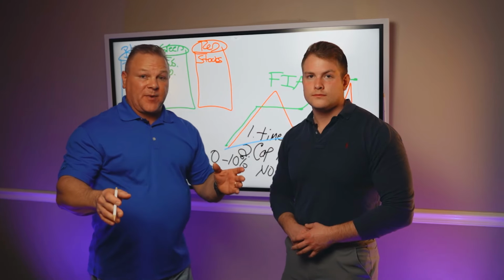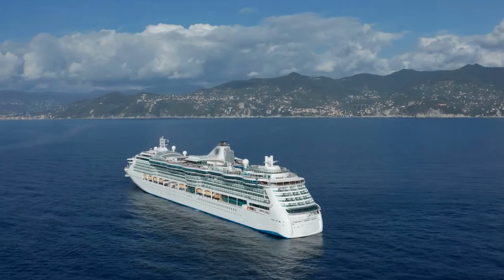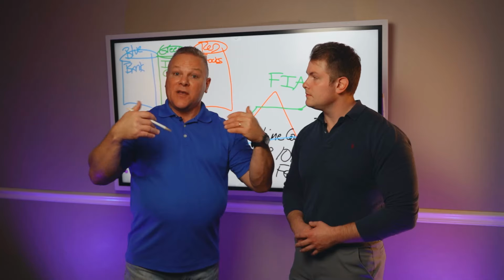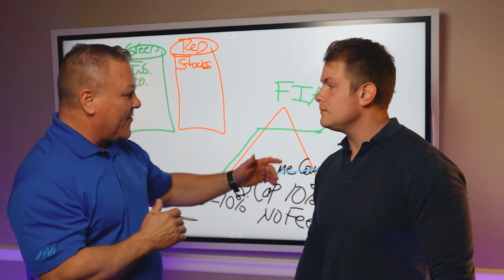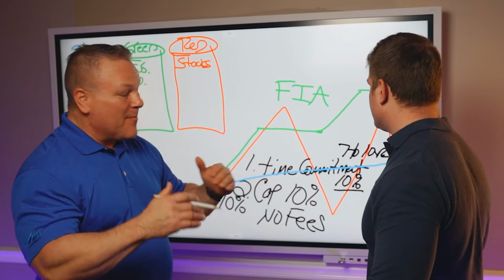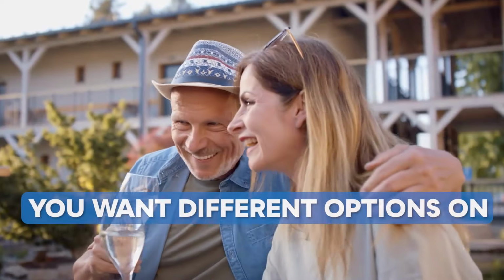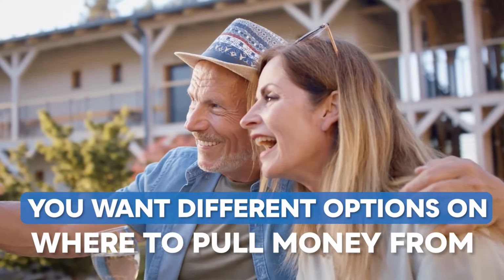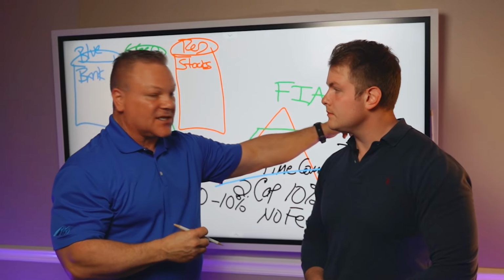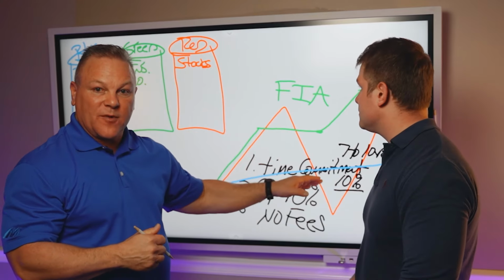Just like my cruise ship example of the stabilizers, to make the ride more enjoyable, more pleasant, not having plates fly off the table. You want to have a good time on the cruise boat. You want to have a good time in retirement. If you have everything in one bucket, like the stock market bucket, because you're getting older, and me too, and we have less time, you want different options on where to be able to pull money from. You don't want to have to pull just from the stock market. You want to pull some from safety in the green or the blue line.